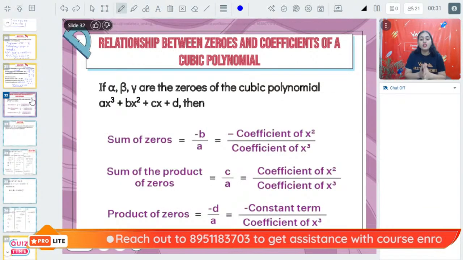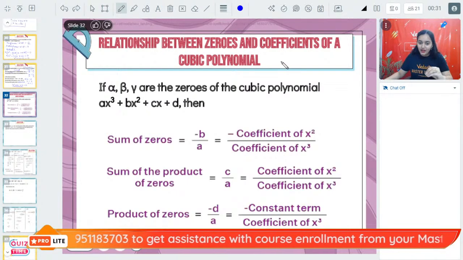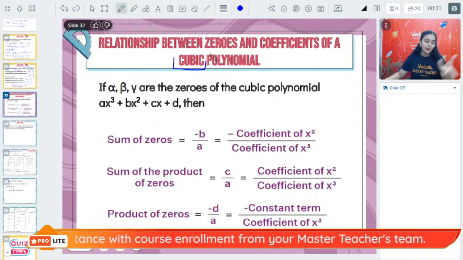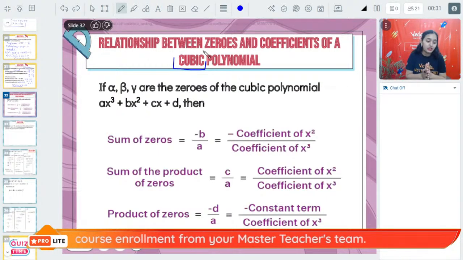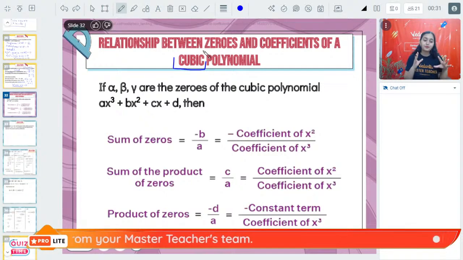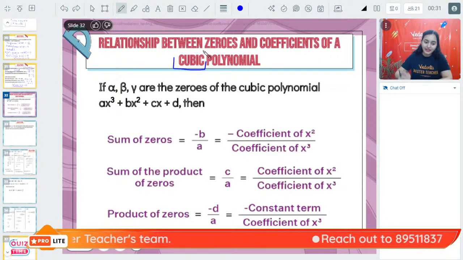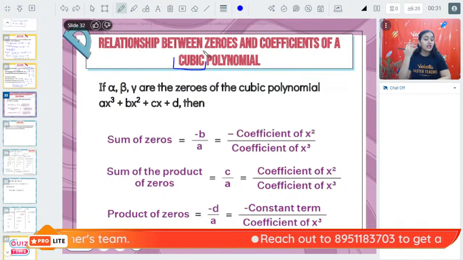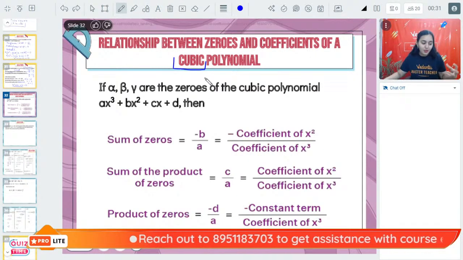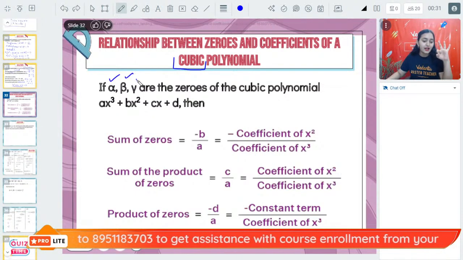Now let's move on to the relationship of zeros and coefficients of a cubic polynomial. So Priyanshu, cubic polynomial has come. Now what is a cubic polynomial? A cubic polynomial is a polynomial having highest degree, or you can say highest power, as 3. So it is going to have 3 zeros. So let us suppose that the cubic polynomial has 3 zeros, alpha, beta, gamma.